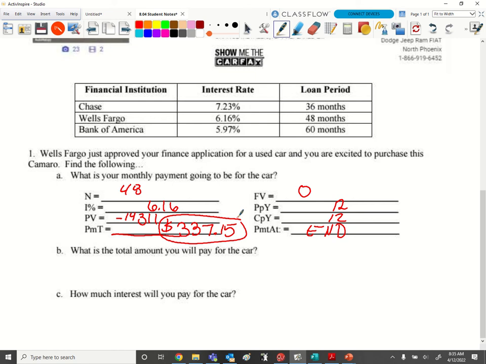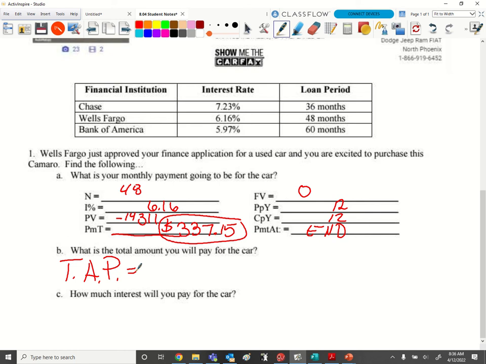TAP. T-A-P. What does TAP stand for? Total amount paid. Did you write it down? Total amount paid. So when I'm asking you for total amount paid, you would say, hey, look, TAP. That sounds pretty easy. So how do I figure out the TAP?